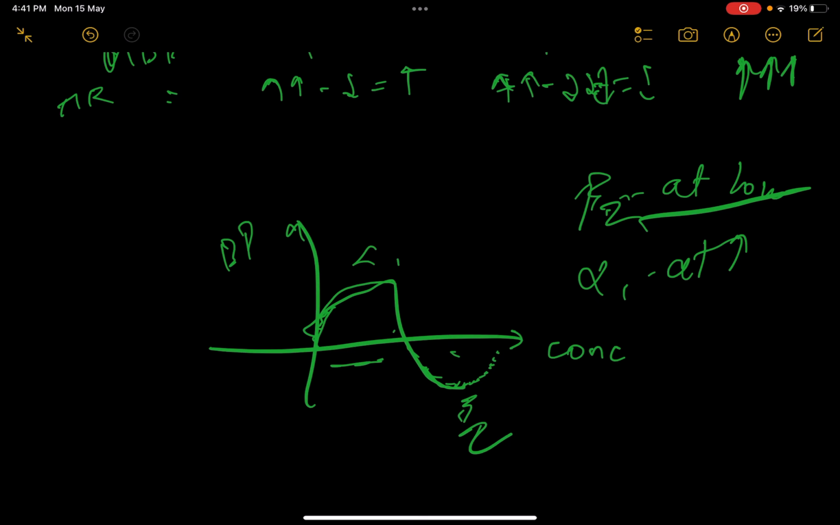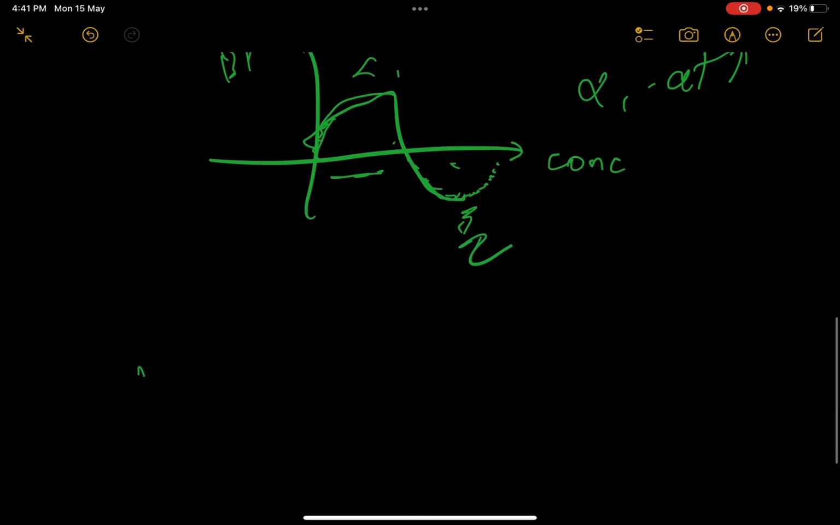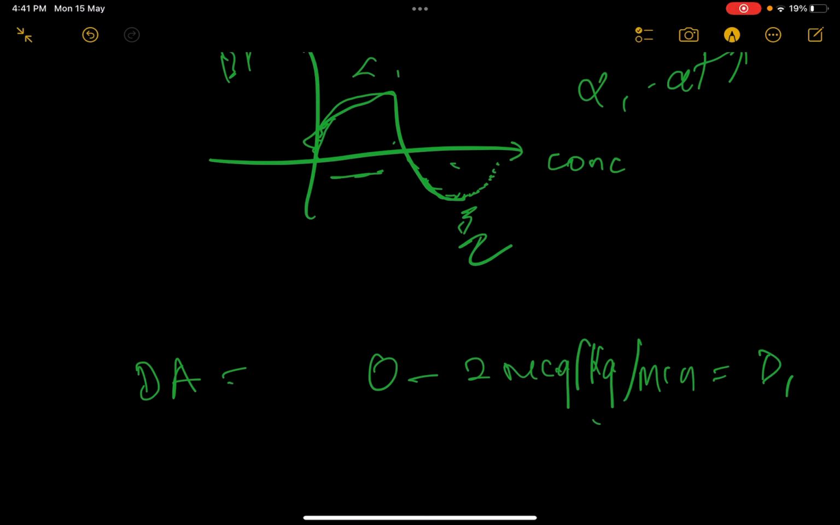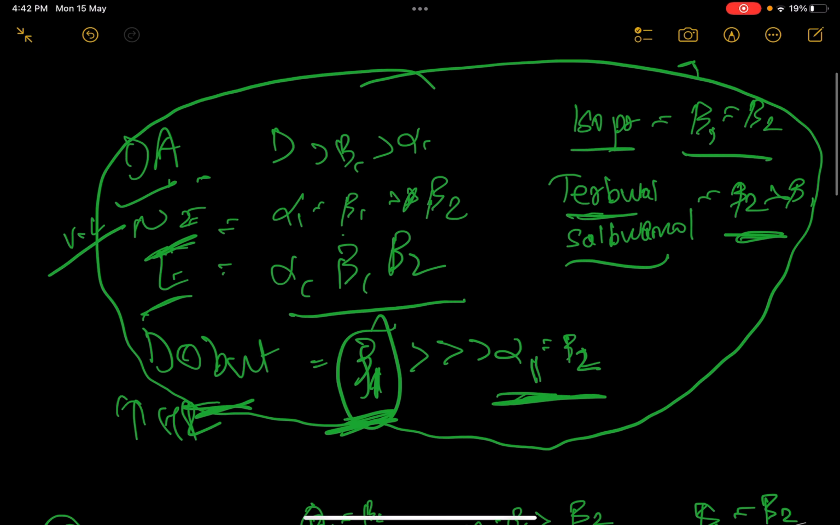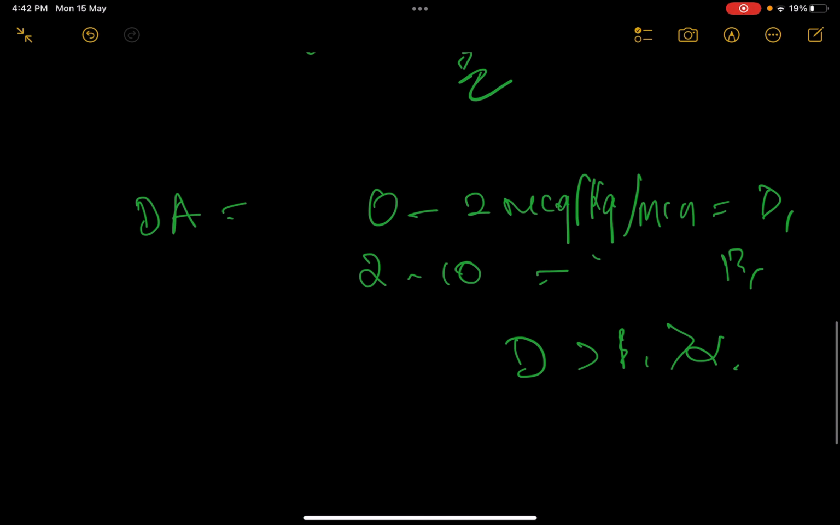Another very important point that I wanted to make was that dopamine has a different action at different concentrations. Again, at something like 0.5 to 2 micrograms per kg per minute, it would act on D1, but from 2 to 10 you would have it on beta 1. As I said, it's going to be D, which is greater than beta 1, which is greater than alpha 1, as we've seen out here. Okay, so DBA for dopamine.